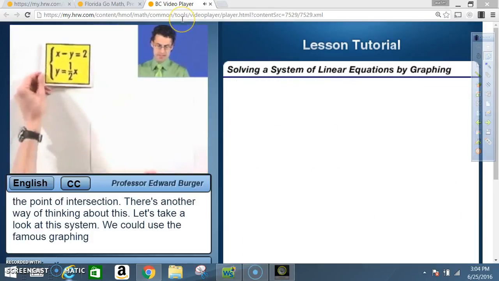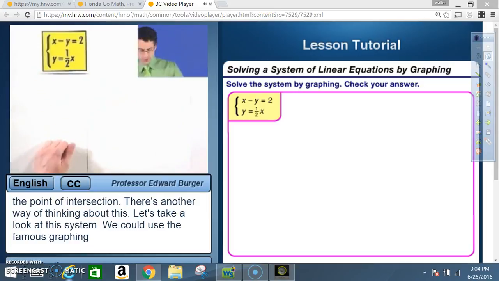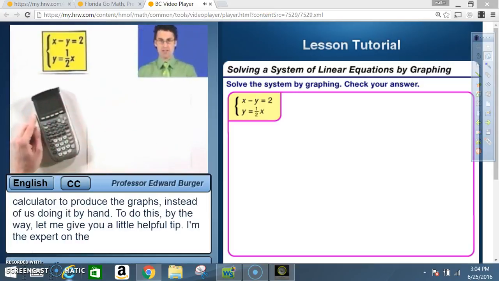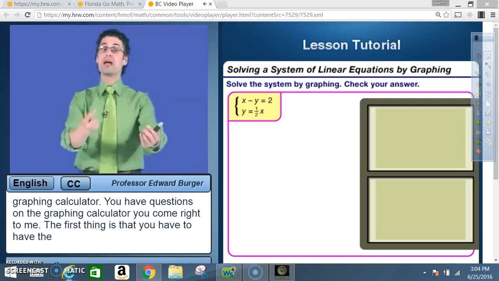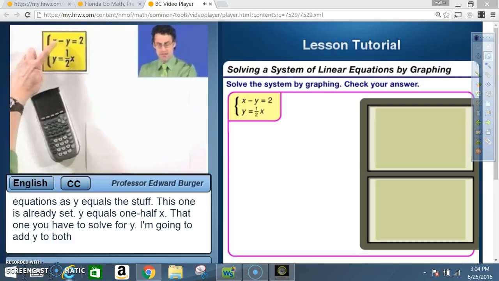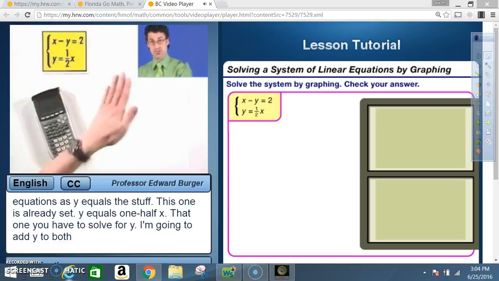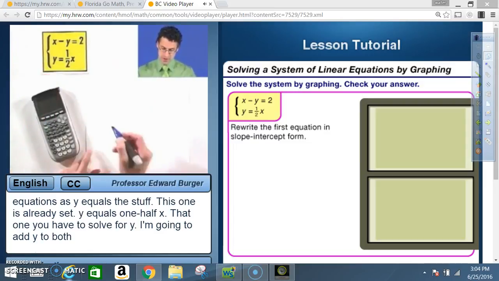Now there's another way of thinking about this. Let's take a look at this system. We could actually use the famous graphing calculator to produce the graphs instead of us doing it by hand. Now to do this, by the way, let me give you a helpful tip because I'm an expert on the graphing calculator. If you have questions on the graphing calculator, you come right to me. The first thing is you actually have to have the equations as y equals the stuff. So this one's already set, y equals 1 half x, but that one you actually have to solve for y.